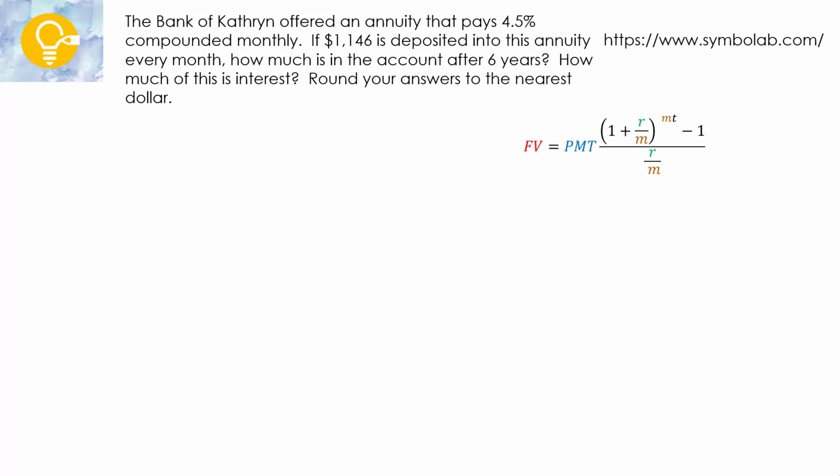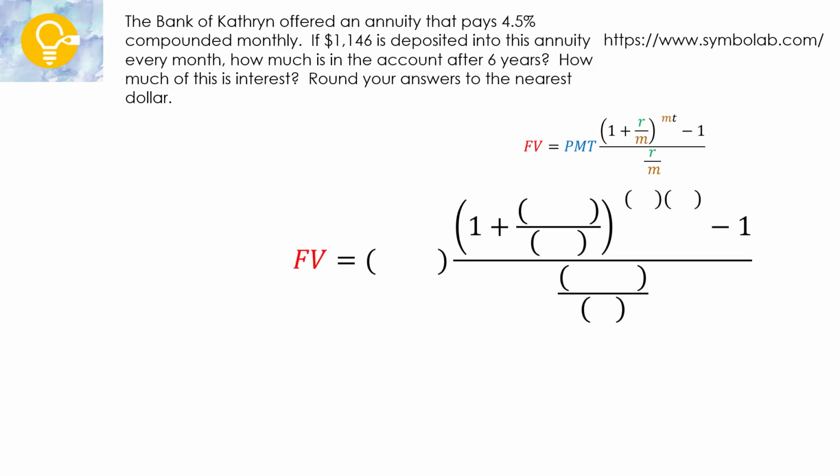We're going to be using this formula, so let's fill in what we know. We know that our payment is $1,146. Our interest is 4.5%, but we have to convert that to a decimal. How many times is it compounded? Well, it's compounded monthly, so we're going to put 12 in for our M's. And then finally, how many years? 6. All right, let's go to Symbolab to work this one together.